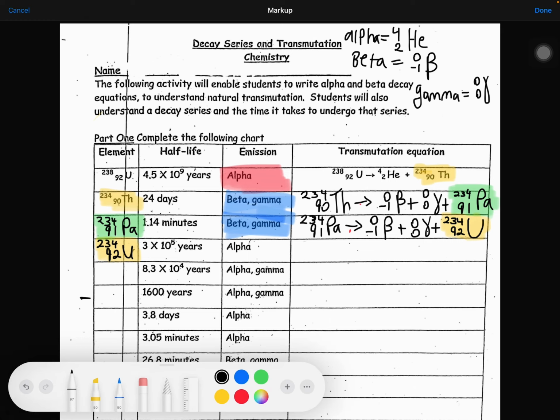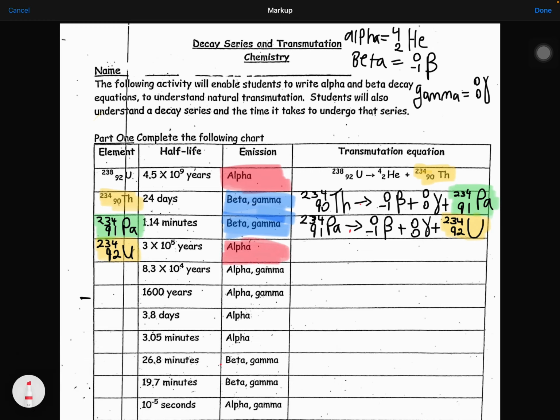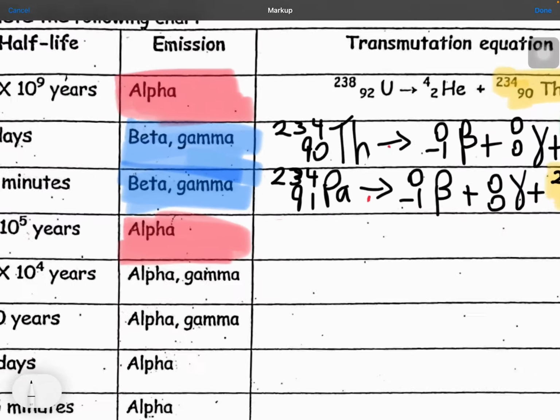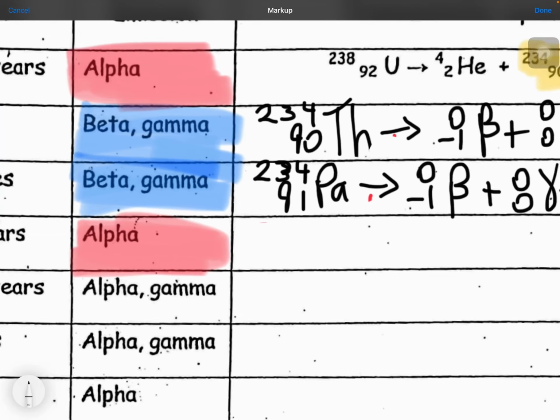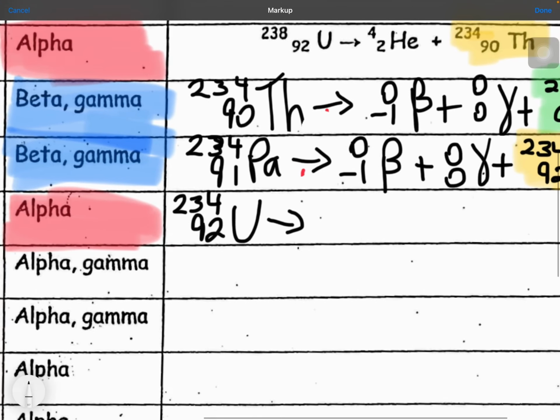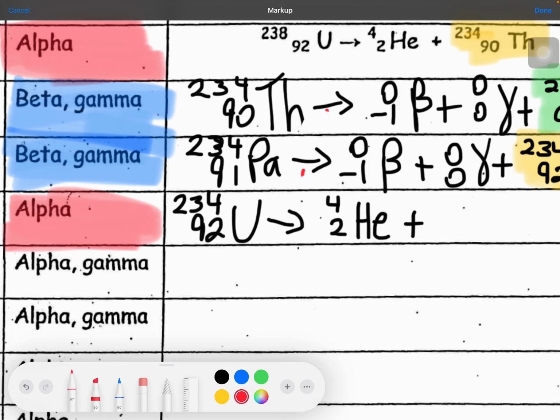So the next one's different. It's an alpha problem. Notice how I'm going to highlight it red. So for your alpha decay, all you need is an alpha particle. So first you start off with your first element, which is the 234, 92 uranium. You draw an arrow. Then you draw your alpha particle, which you can see I wrote up here as 4/2 He. Plus. Now it's a matter of balancing the equation. So let's balance it.